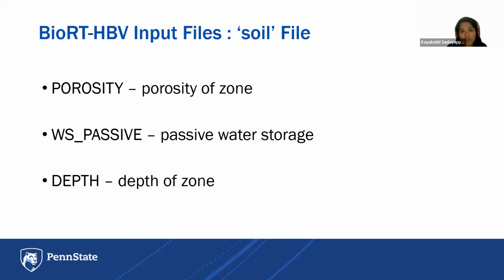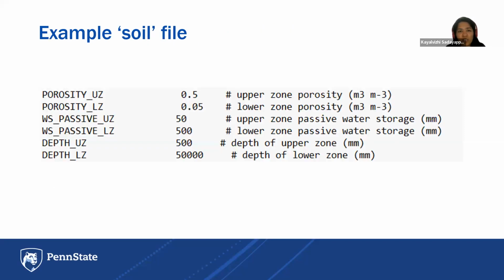So next, let's look at an example soil file for the Sleepers River catchment that we have been looking at in our series of videos. So here you can look at porosity in upper zone and lower zone first given, and they don't have any units. However, passive water storage and depth have units in the soil file.